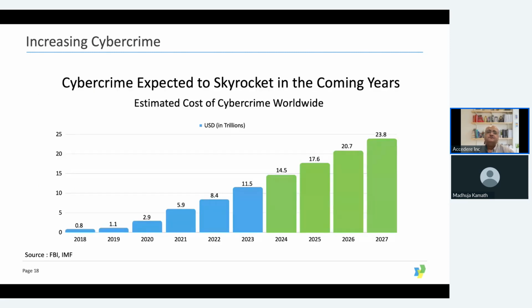Now, this is the chart we just discussed. From $0.8 trillion in the year 2018 to growing up to $23.8 trillion is the size of the cybercrime market and the value of the dark web data, which is bought and sold on the dark web. That's the importance of this industry. That's why the importance of breach and attack simulation.